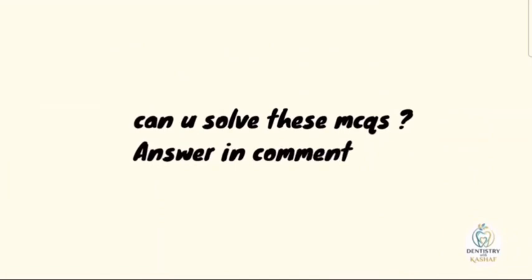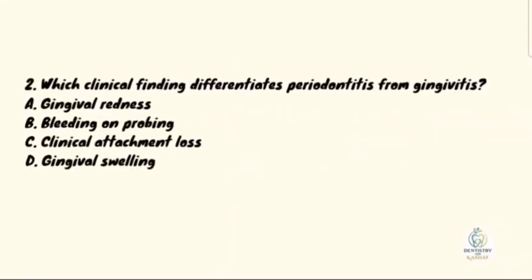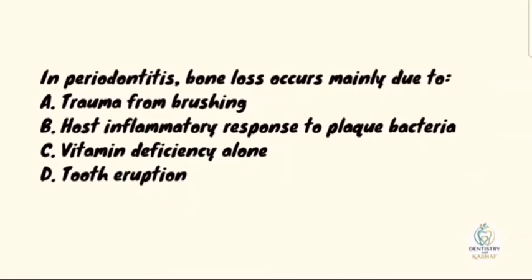Okay, I have added some of the MCQs. Could you please pause or screenshot it and answer me in the comments the following MCQs. First question is, which clinical finding differentiates periodontitis from gingivitis? Option A, gingival redness, bleeding on probing, clinical attachment loss, or gingival swelling. Question number 2 is, in periodontitis, bone loss occurs mainly due to trauma from brushing, host inflammatory response to plaque bacteria, vitamin deficiency alone, or tooth eruption.